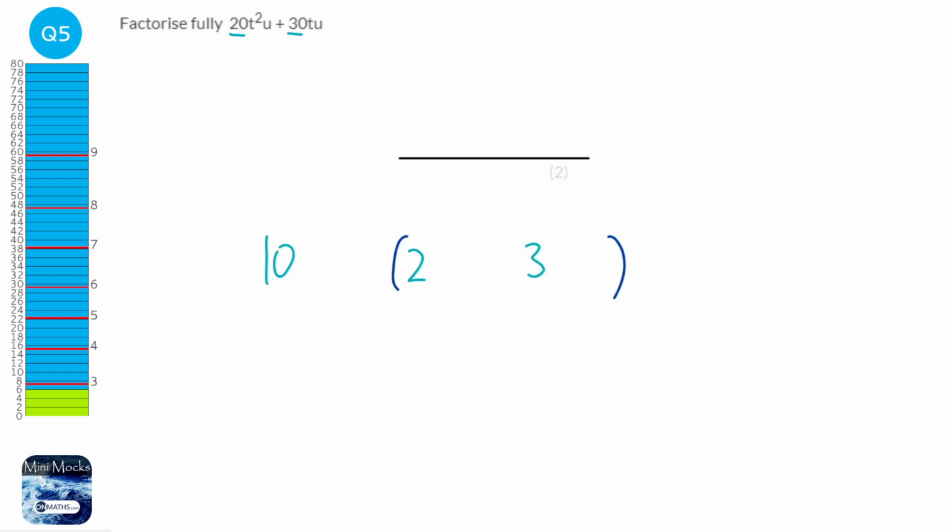Next I'm looking at the t terms. So we've got t squared there and a t there. So we can divide out a t, but that will leave a t on the first term. And finally I'm going to look at the u, and there's just a u on both of them. I can factorise out, and actually that just leaves nothing on the inside of the bracket.